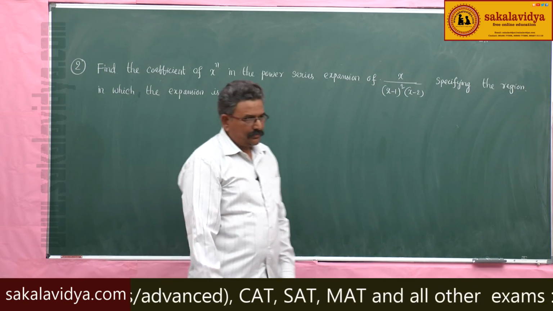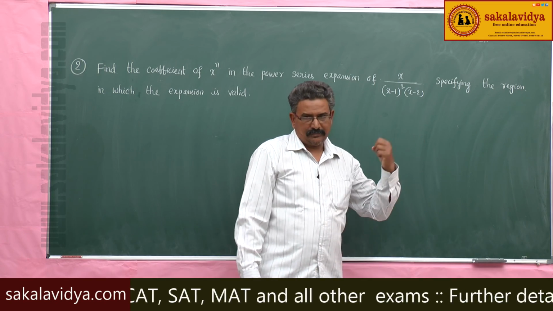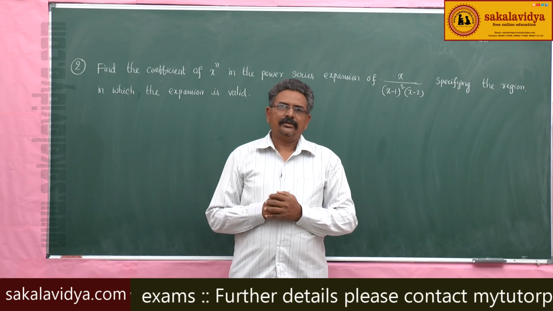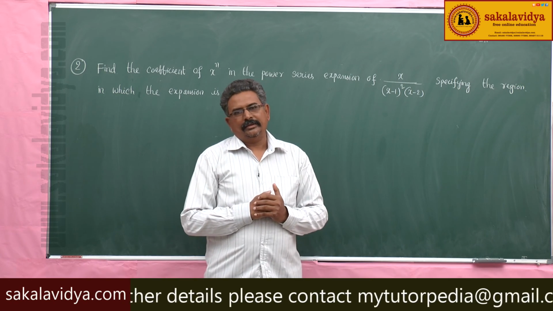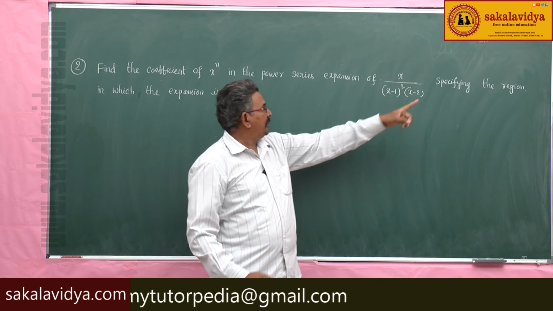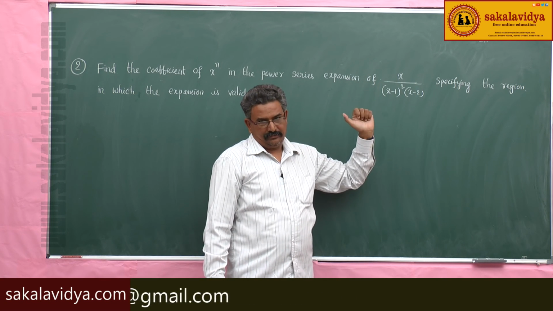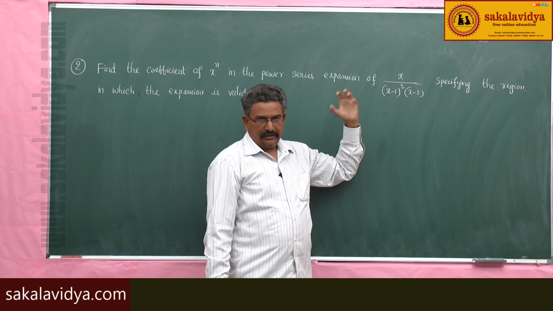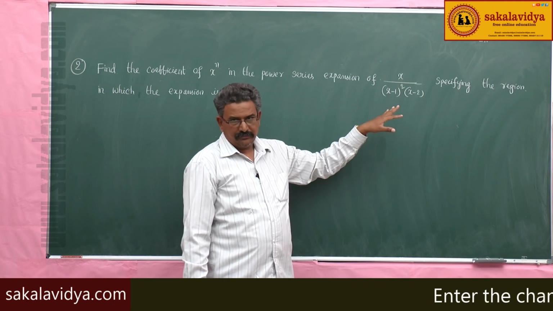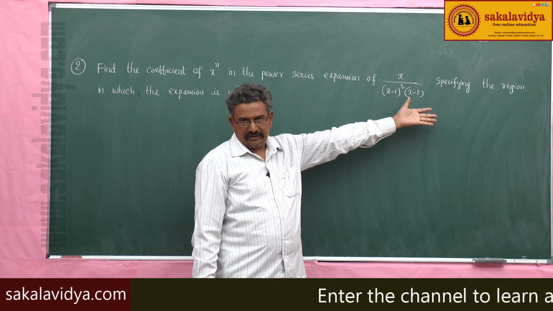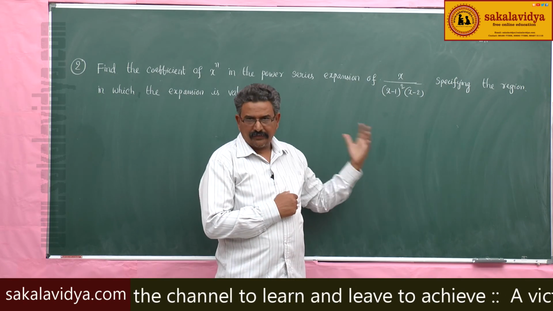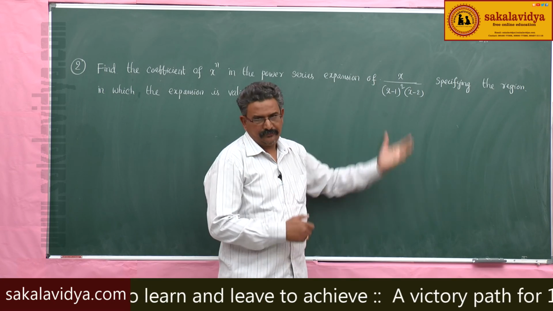So in order to find this out, in this problem again we have to follow the two strategies. The first strategy: let us find the partial fractions of this one. After finding the partial fractions, we have to write them in terms of a power series as we have studied earlier. So first let us find the partial fractions of this one.